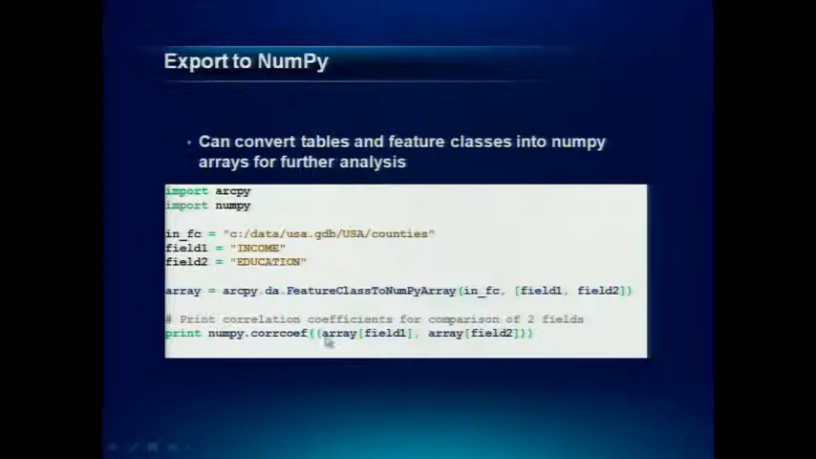And then once I'm in NumPy, which my array is, then I can do something like get the correlation coefficients of 2 fields from that array. So array and the field name, that's pulling out just one column of the array and comparing it to a second column in that array and punching out some correlation coefficient numbers.